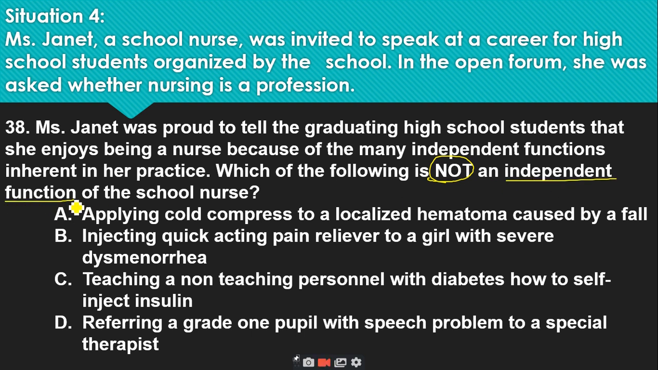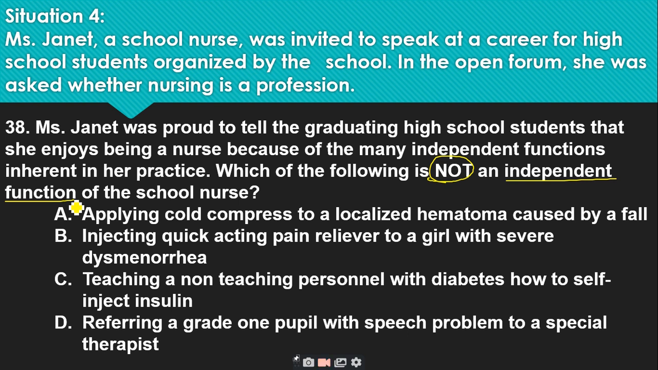A. Applying cold compress to a localized hematoma caused by fall. Letter B. Injecting quick acting pain reliever to a girl with severe dysmenorrhea. Letter C. Teaching a non-teaching personnel with diabetes how to self-inject insulin. Letter D. Referring a grade 1 pupil with speech problem to a special therapist.